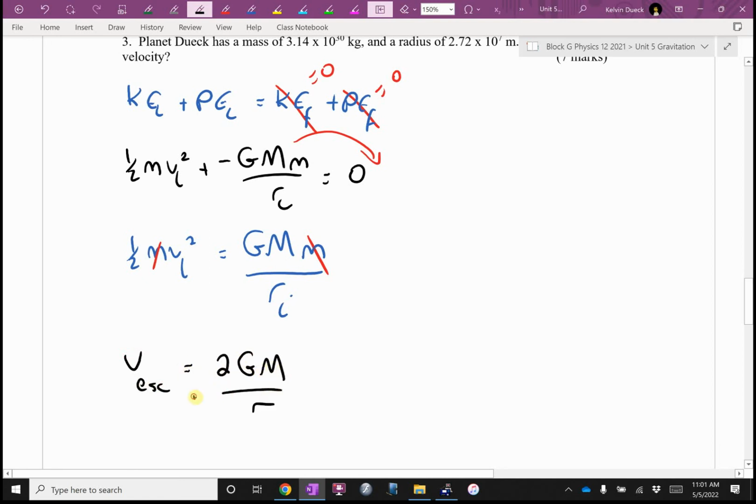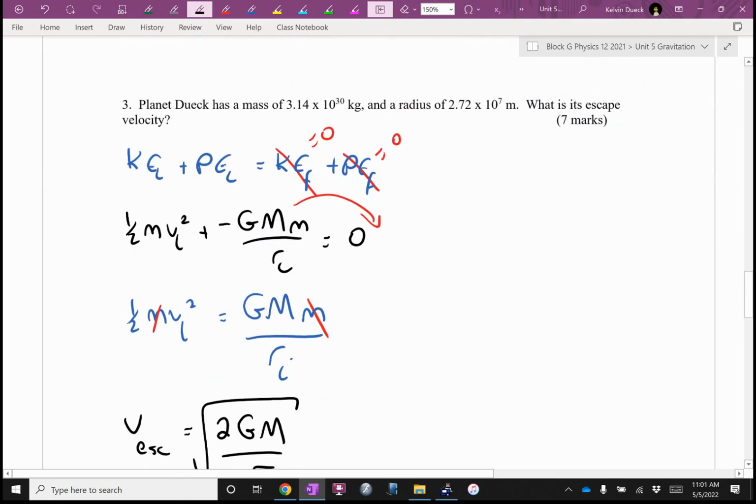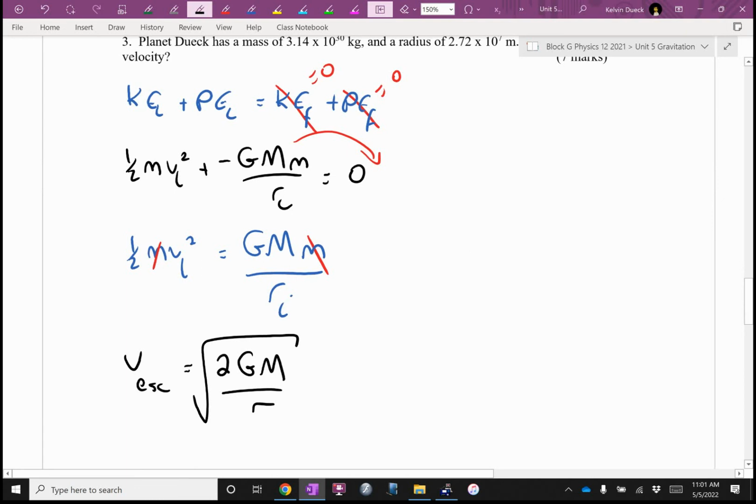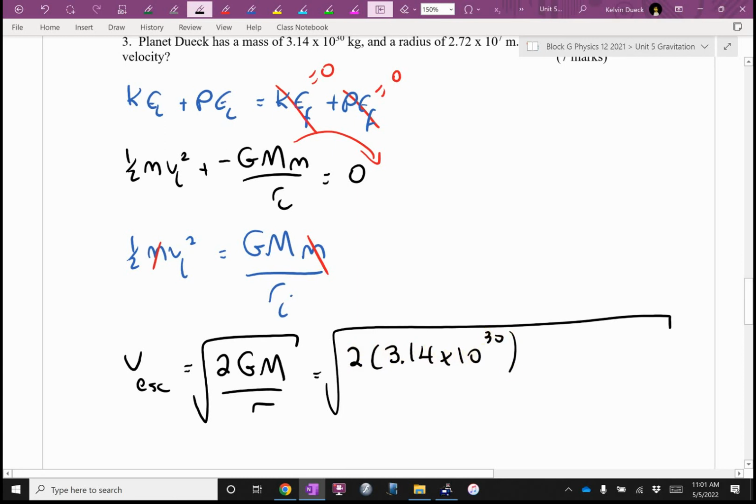Oh, square root, Mr. Duke. It would be foolish to forget the square root. Okay. It's going to be the square root of 2 times 3.14 times 10 to the 30th. Big planet, of course it is. It's Planet Duick. 2.72 times 10 to the 7th.